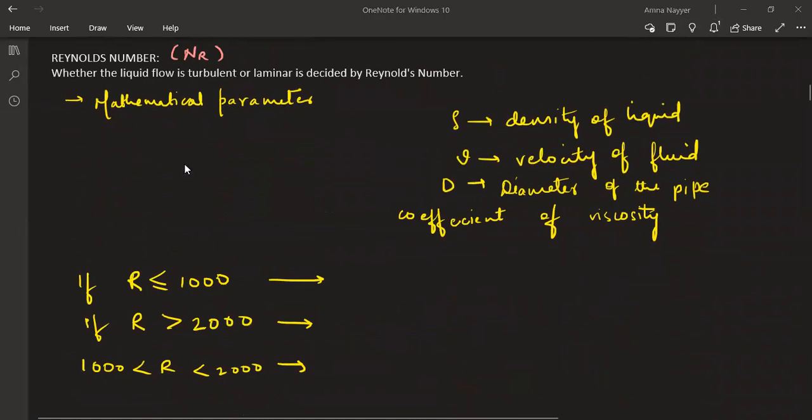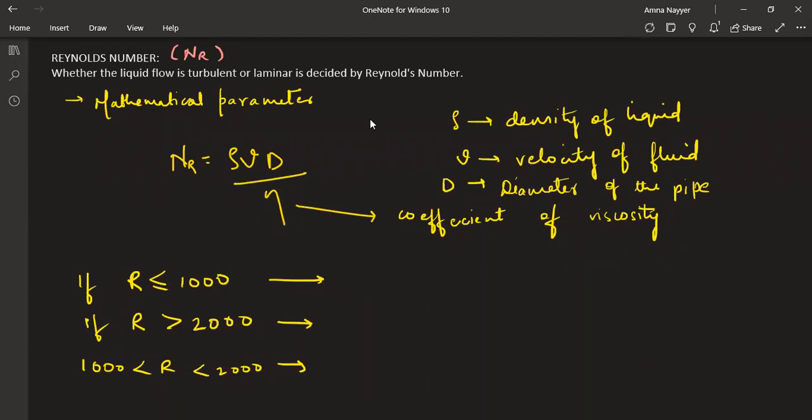See, Reynolds number is just a parameter to determine whether the liquid flow is turbulent, laminar, or streamline. So this is a formula. You just have to remember the formula. No derivation is there. Density of the liquid multiplied by velocity of the liquid multiplied by diameter of the pipe through which the liquid is flowing, divided by the coefficient of viscosity. Now, when you put in all the values, you'll get the value of Reynolds number.